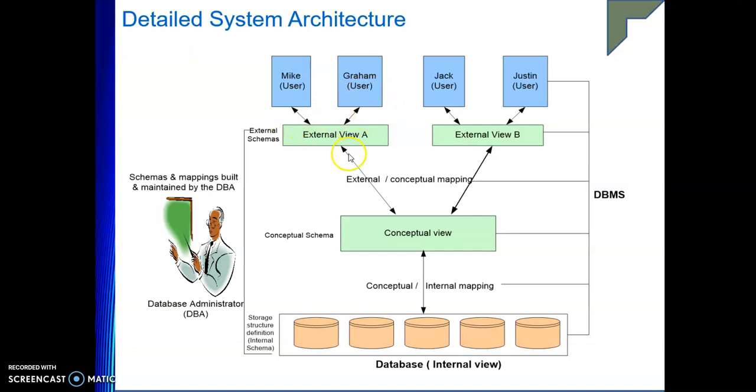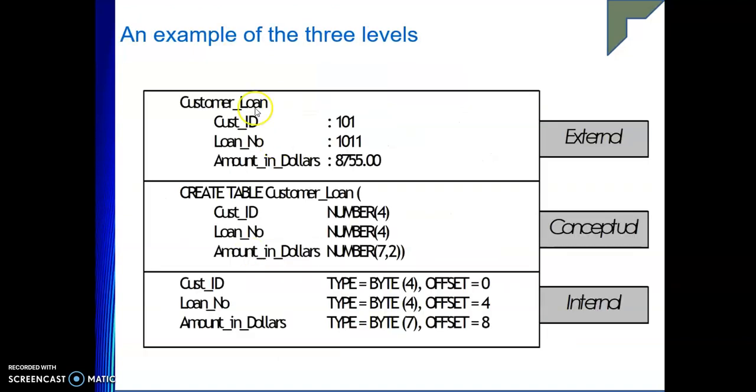Mike and Graham, as an external view, look at schema A and schema B, but all are mapped into the conceptual view. The conceptual view in turn represents the internal mapping done with the database internals. The DBA is the one person who manages and maintains these schemas. In this example, as an external user I see customer ID, loan number, and dollar amount, but it is stored in the form of a floating point number with 7 and 2 precision.